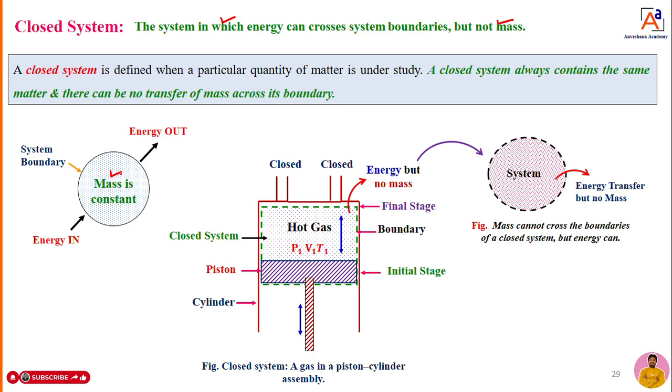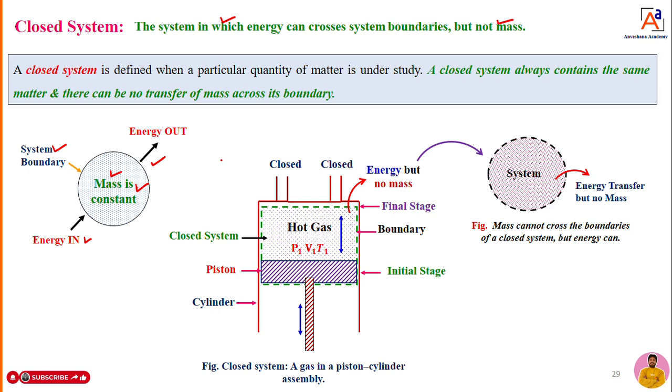The system has a certain quantity of mass, and it is surrounded by a layer. That layer we call the system boundary. As I told, in a closed system only energy will enter into the system or exit out of the system, but mass remains constant. If it is so, that type of system you can call a closed system.